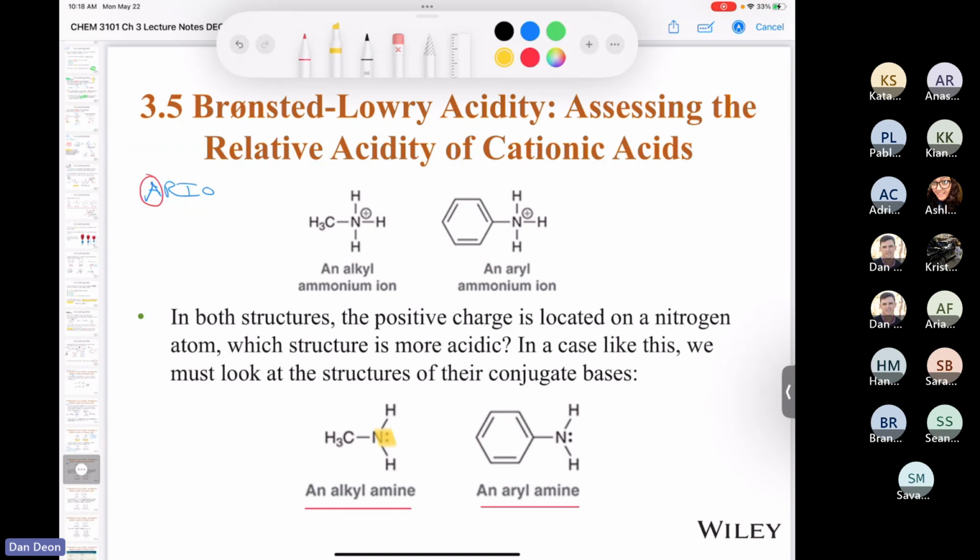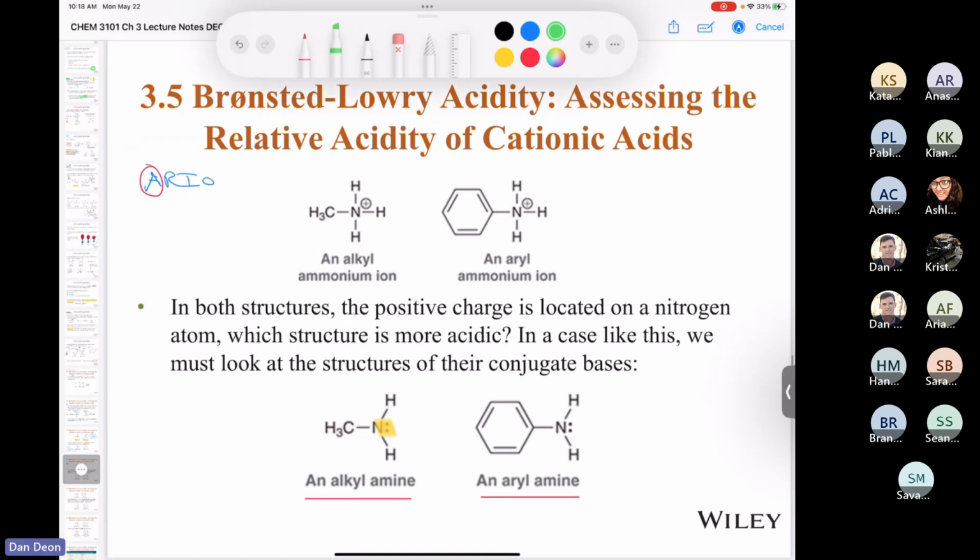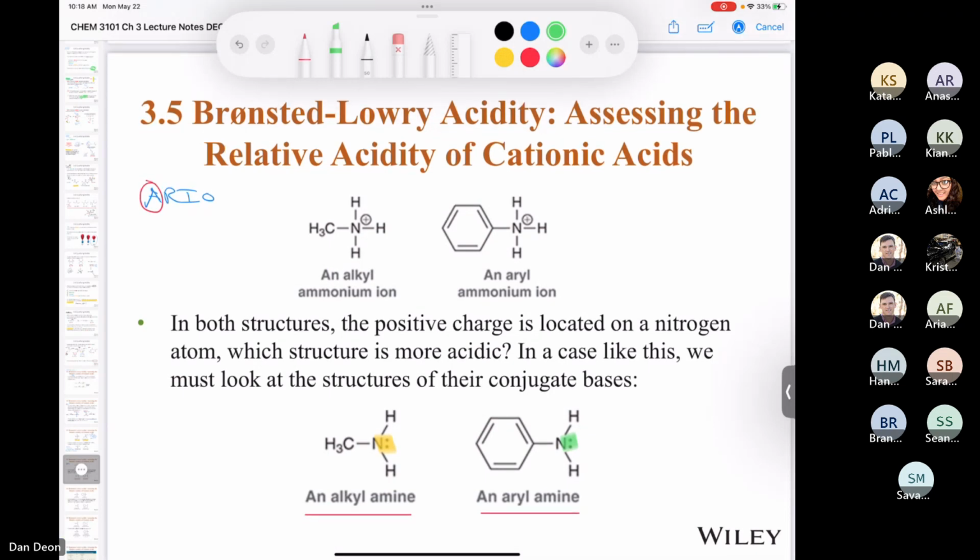Could anybody tell me, if I highlight this lone pair in yellow and this lone pair in green, which one of those lone pairs is localized? There's only one of them that is localized. One of them is delocalized. Which one is localized? The one in yellow or the one in green? It's going to be the one in yellow, right? The one in yellow is localized. The one in green is delocalized because it can participate in resonance. I'm not going to draw all the resonance contributors, but you could draw a whole host of them.